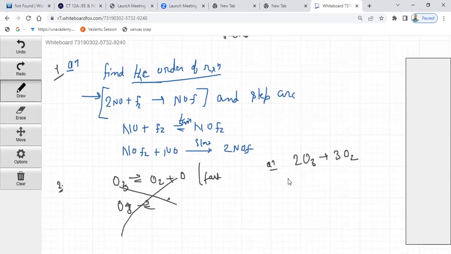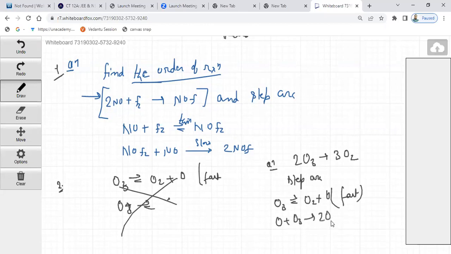After that, the steps are: first step, O3 gives O2 plus O. This is a fast step. In the second step, O plus O3 gives 2 O2. This is a slow step. Find the order of the reaction.